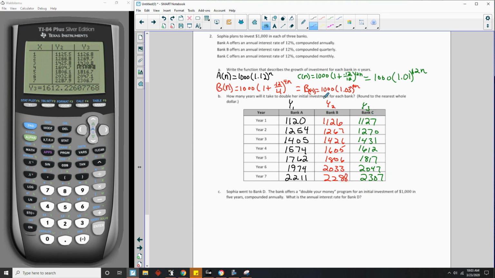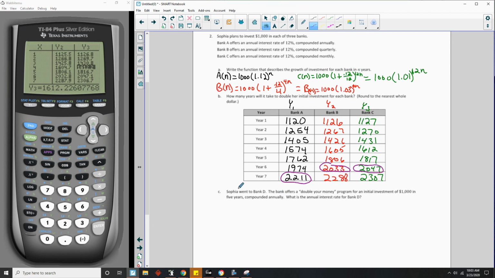Okay, so it says, how many years will it take to double her initial investment for each bank? Well, doubling $1,000 is $2,000, and in bank A, it would be sometime during year 7. In bank B, it'd be sometime during year 6. And Y3, bank C, would also be sometime during year 6, but probably a little sooner because that's not a higher interest rate, but compounded more frequently.